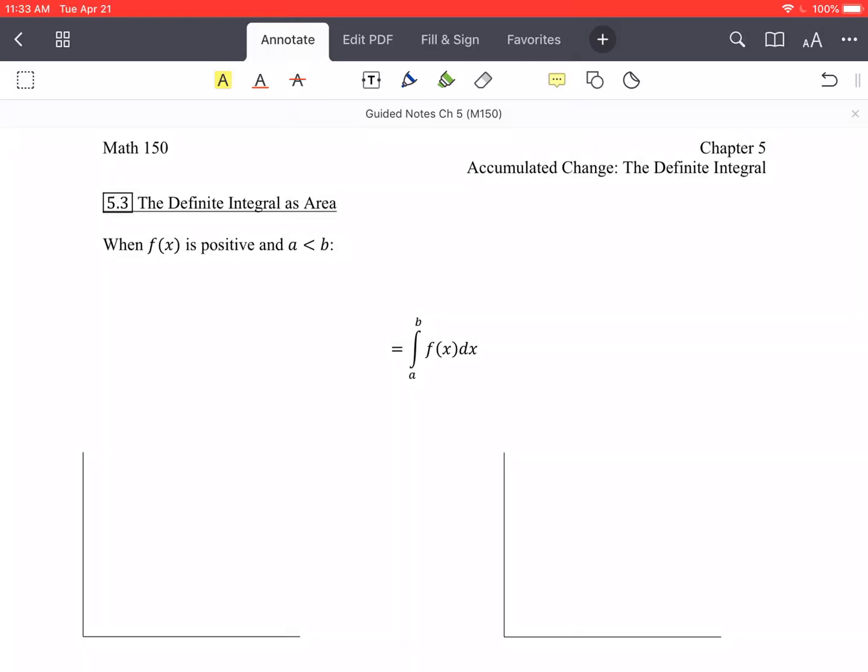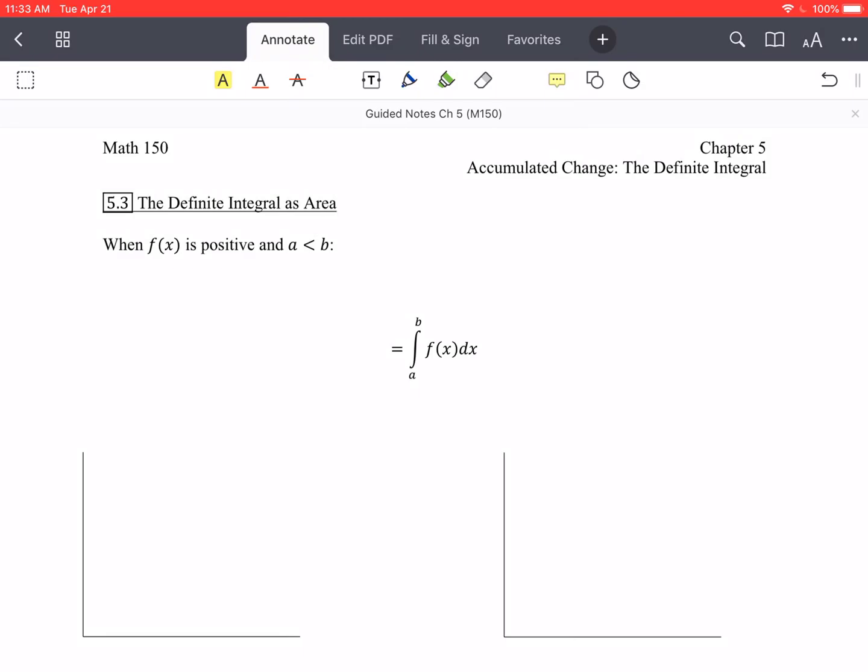Alright, welcome back everybody. So we are in section 5.3 talking about the definite integral as area. So we looked in section 5.2 just introducing the concept and notation of the integral, kind of what it gives us. Here we're really going to be looking at it as an area.